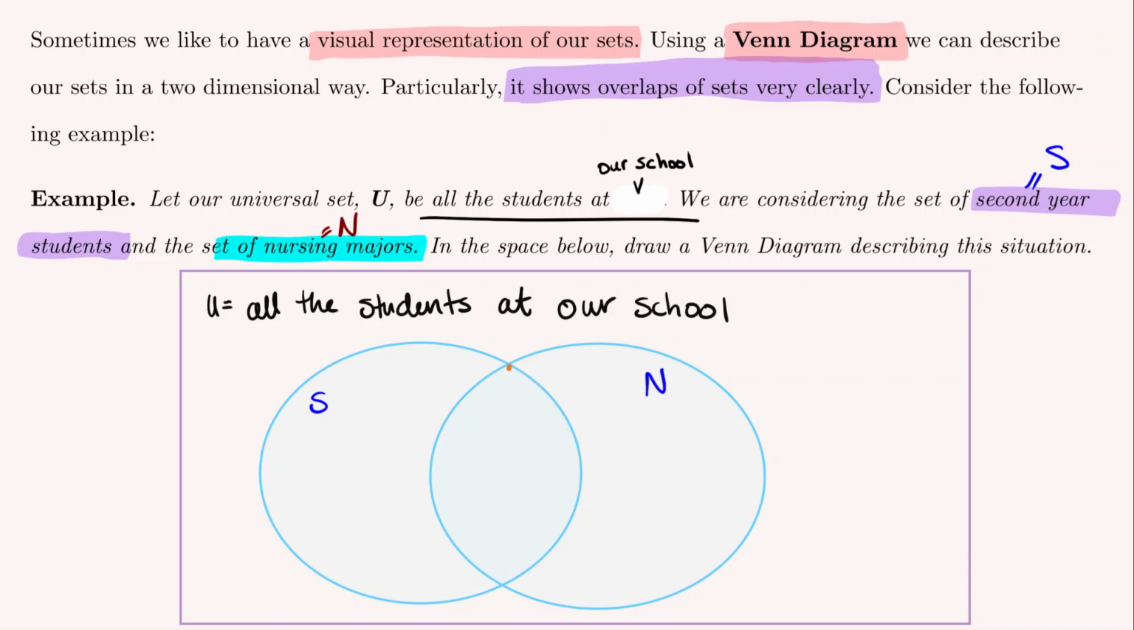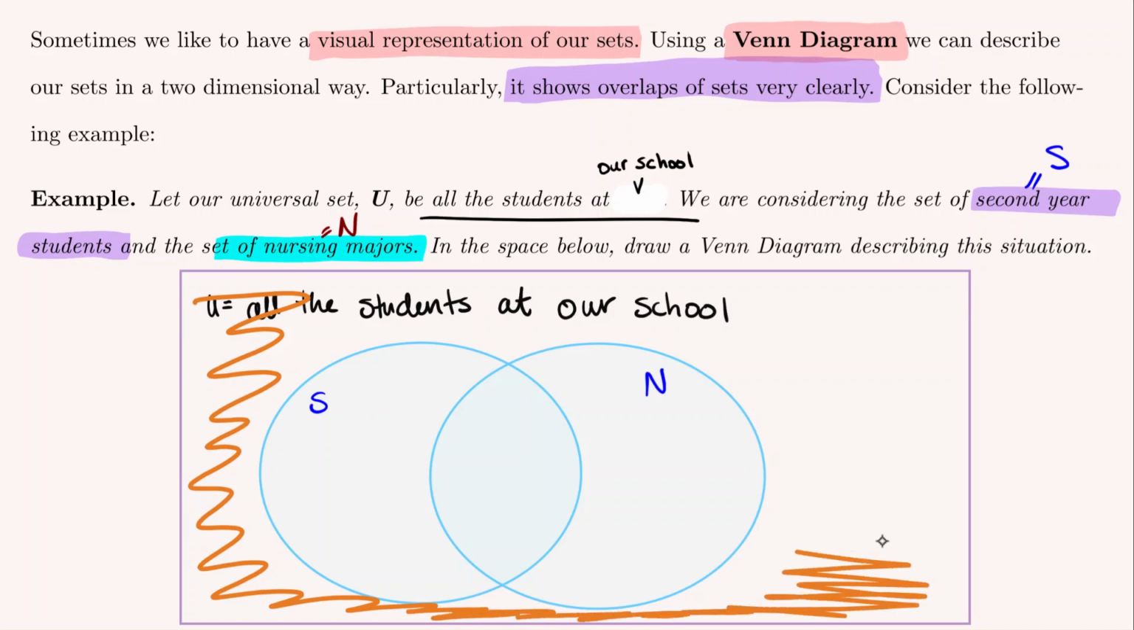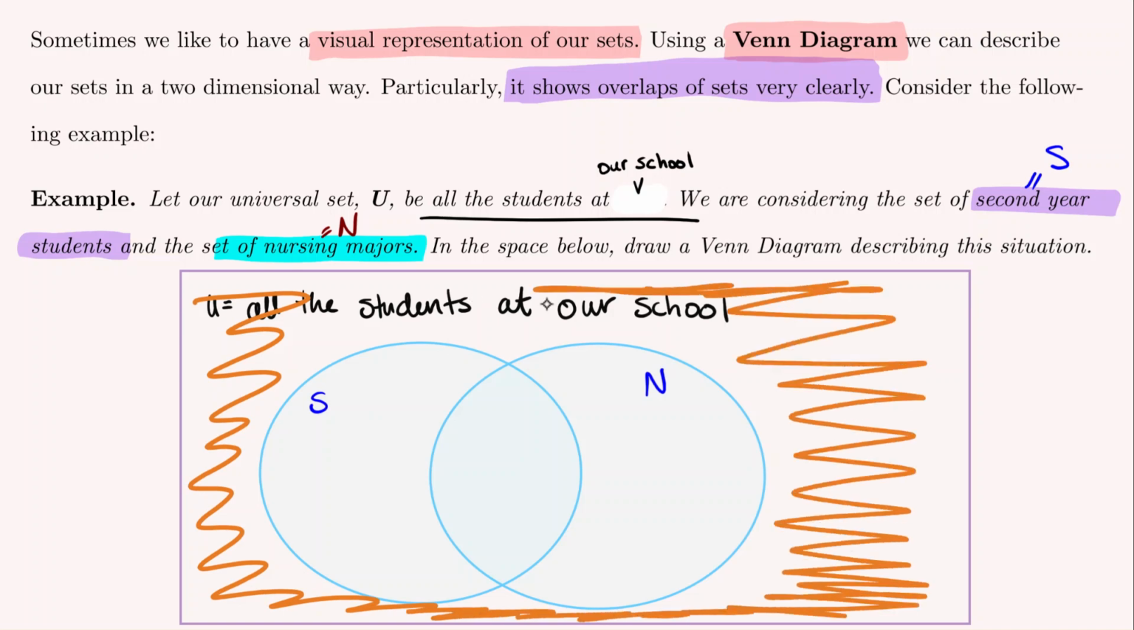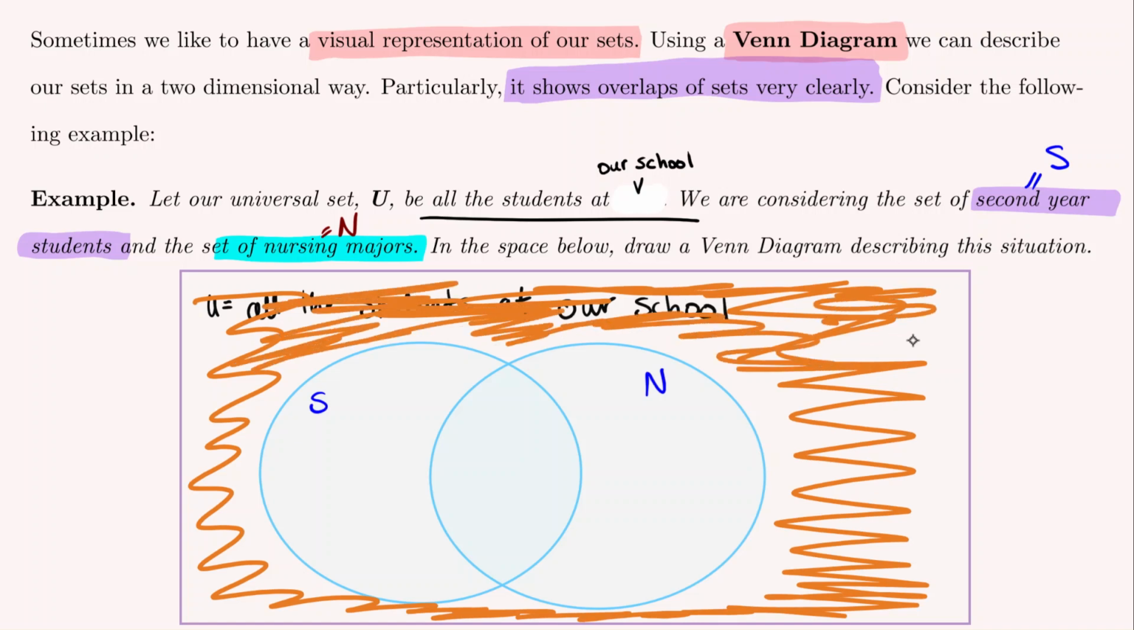And now comes our final question to think about. Where would the students who are not nursing majors and not second year students be? So all the students who are not second years and they're not nursing majors. If you're a student who's outside both those categories, they would be in this outer section, still part of the universal set because they're students at our school, but they are not second year students and they're not nursing students, so they would have to be outside of those groups.